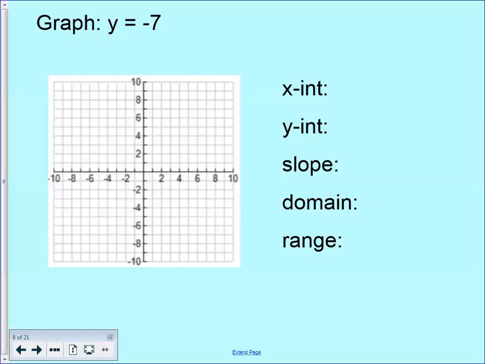All right, guys, this is part 2. We got a couple more graphs we need to do. The first one is y equals -7. Whenever this is the case, all they're telling us is my y's are all going to be at -7. So on my y-axis, which is my vertical axis, you want to go to -7, and you want to draw yourself a line that goes through -7.